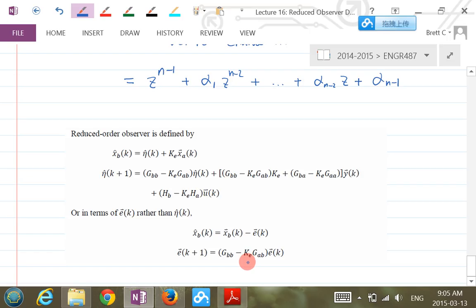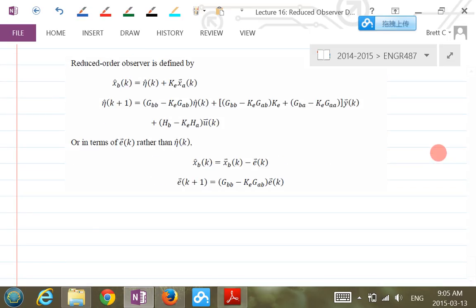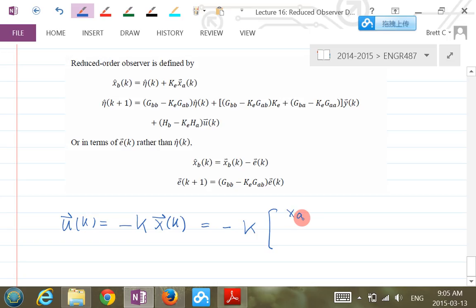Okay? So once you get the observer, recall that your u is equal to negative k x of k, and k is the pole placement gain, the other gain that you are trying to obtain, the closed loop pole here. So then, what you do is you stack them up.